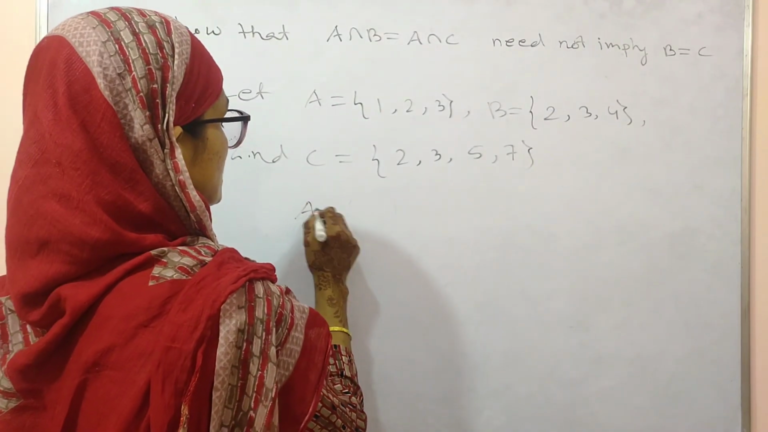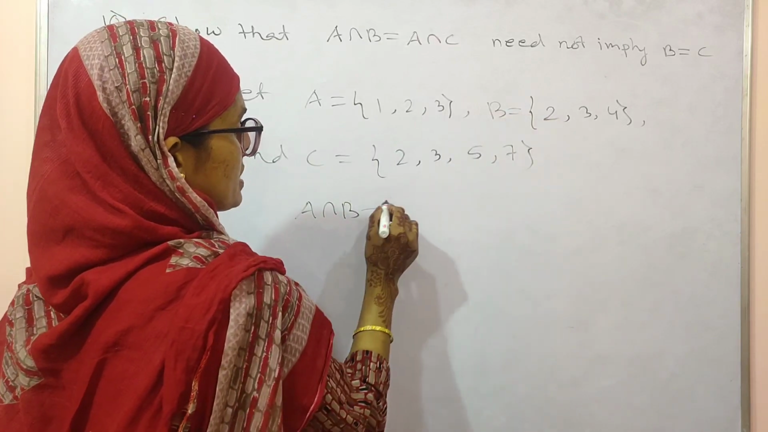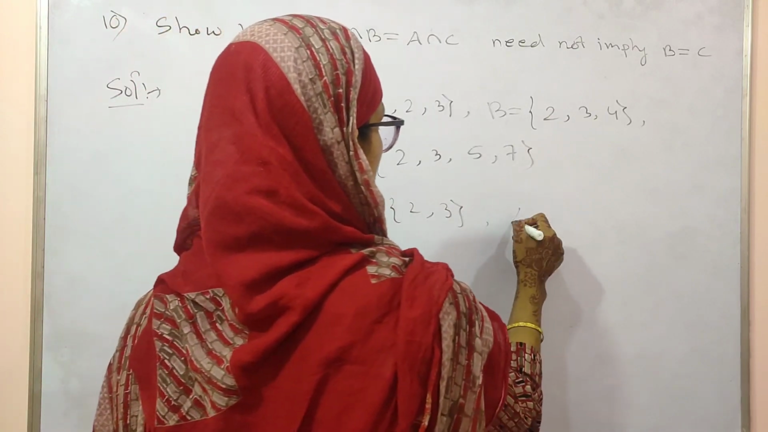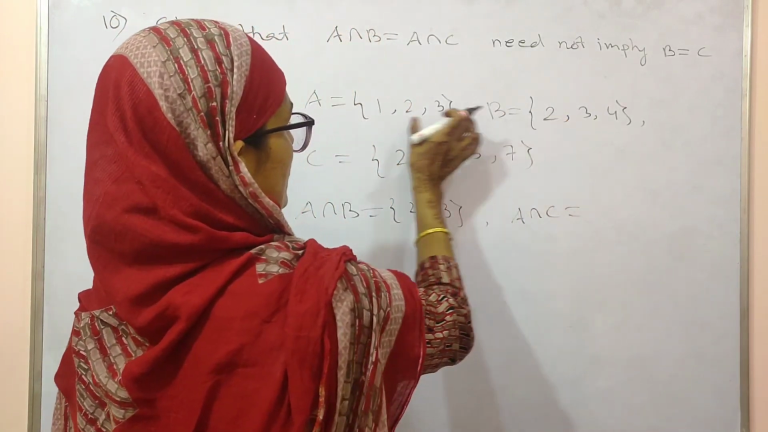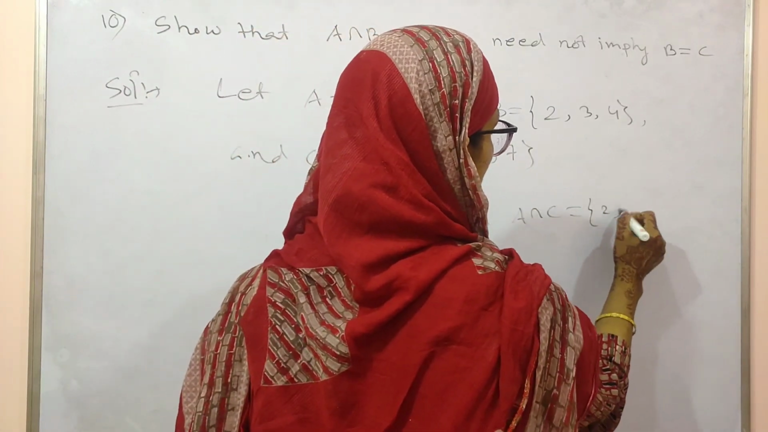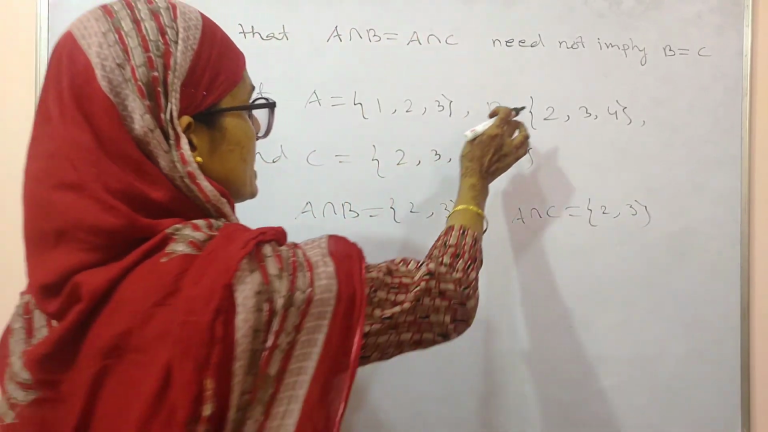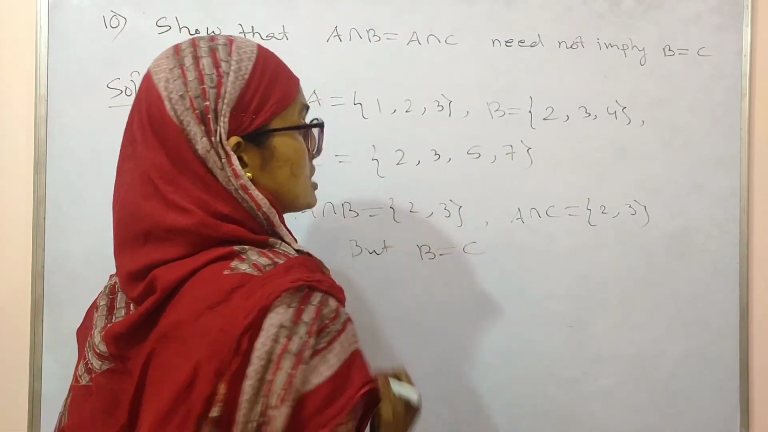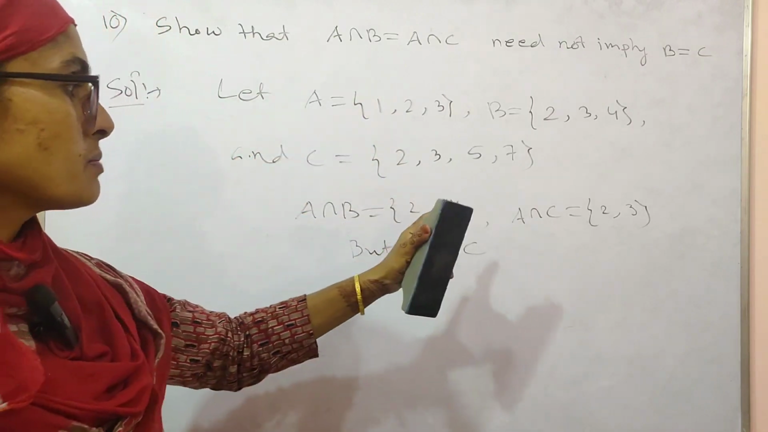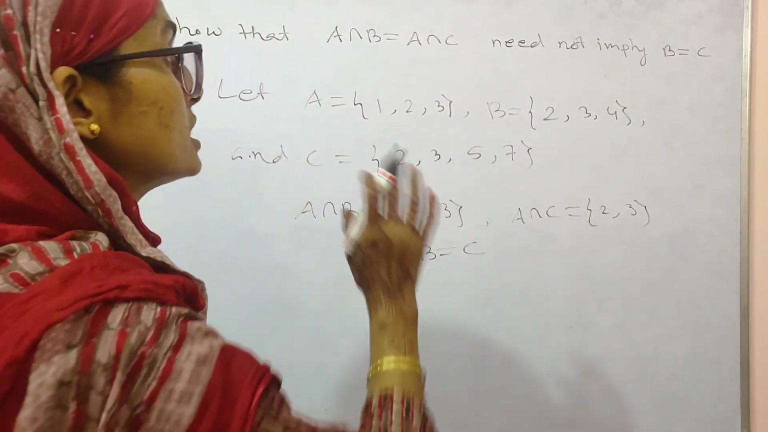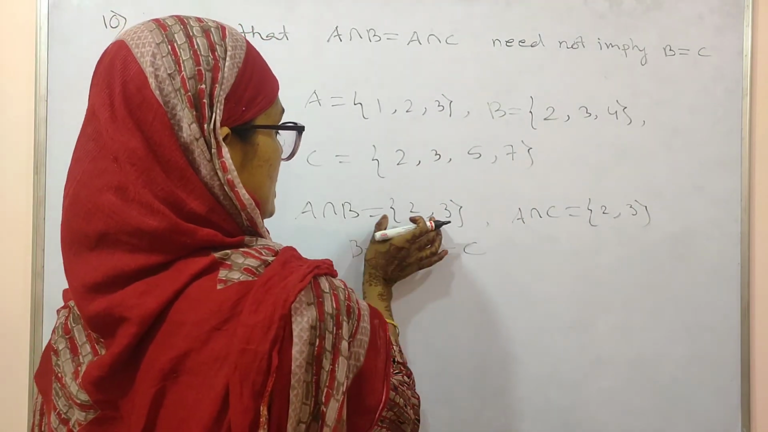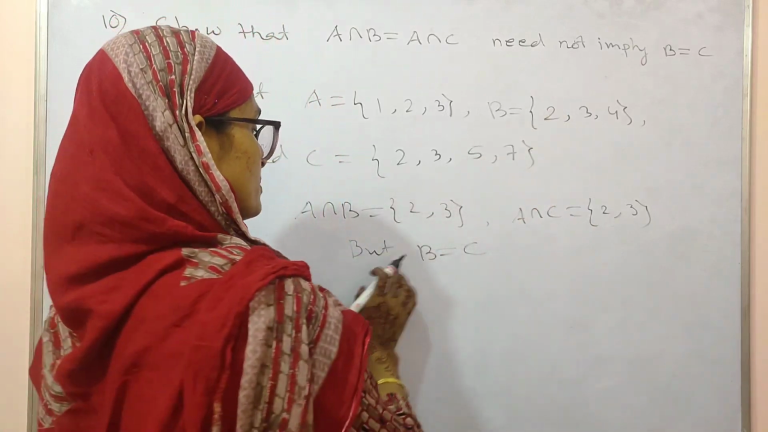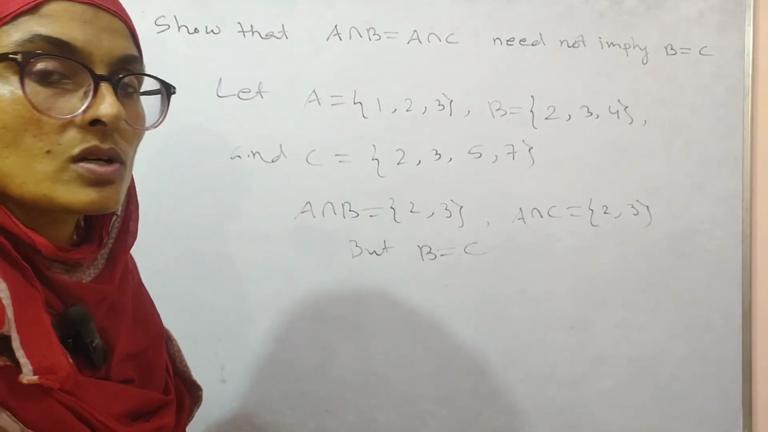Now, A intersection B, that means 2 and 3, the common elements, and A intersection C is also {2, 3}. But here B is not equal to C. So if A intersection B equals A intersection C, it need not imply B equal to C. A intersection B has elements 2, 3, but B is not equal to C. So write down this one.